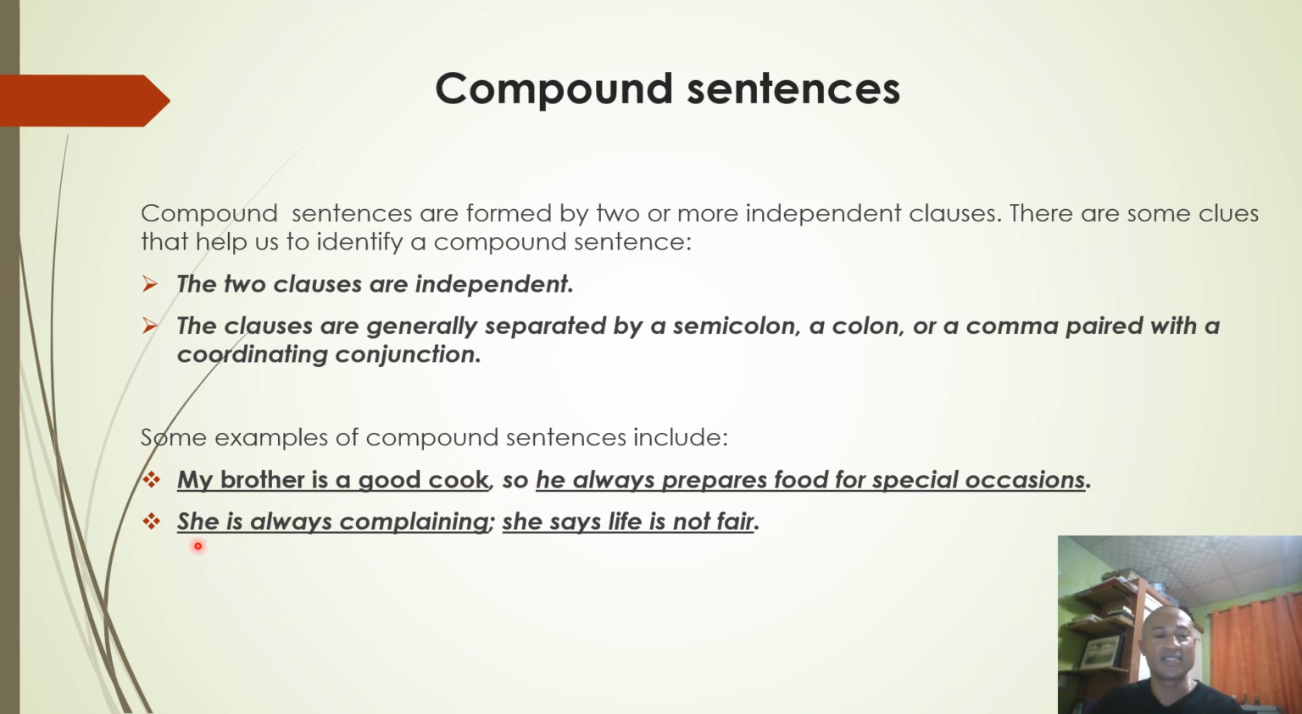The second example: She's always complaining; she says life is not fair. Here we also have two independent clauses. She's always complaining. She says life's not fair. And these are separated by a semicolon.